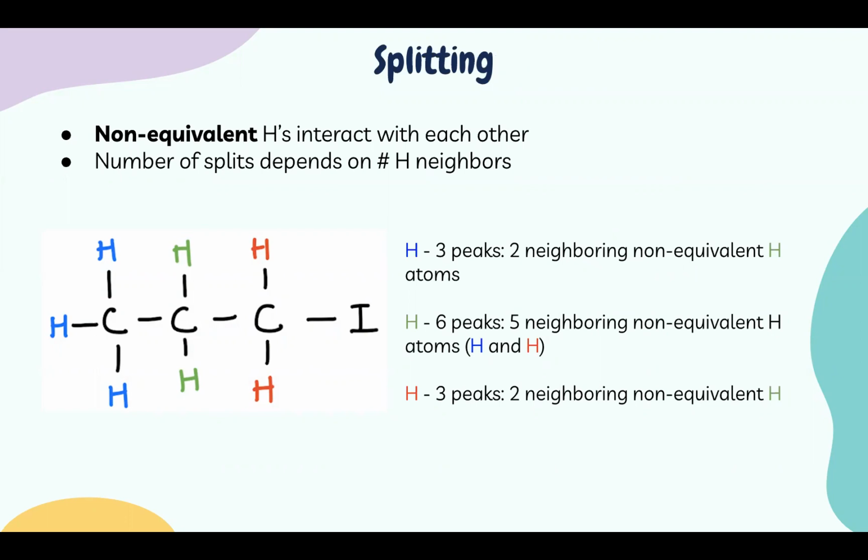So let's start with the methyl group in blue. These hydrogen atoms have 2 non-equivalent hydrogen neighbors in green. So the peak representing the methyl group will have 3 signals. This is where we start using the N+1 rule, which we'll talk about more in the next slide. The CH2 group in green has 5 non-equivalent hydrogen neighbors in blue and red, so it'll have 6 peaks. Finally, the CH2 group in red has 2 neighboring non-equivalent hydrogens in green, so it'll have 3 peaks again.